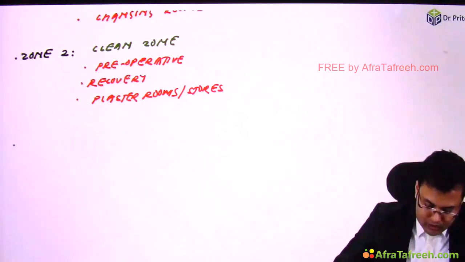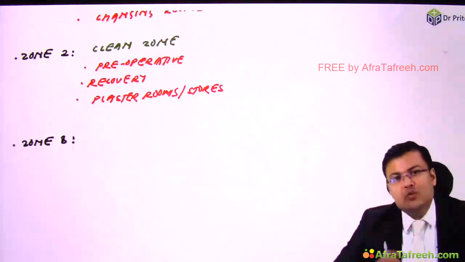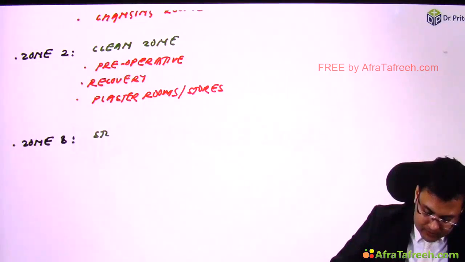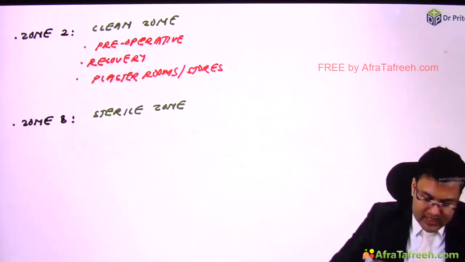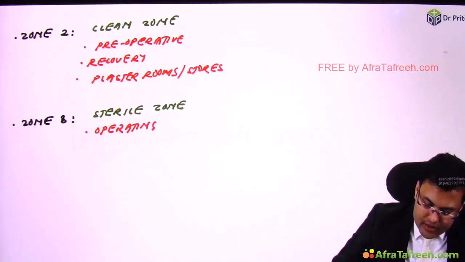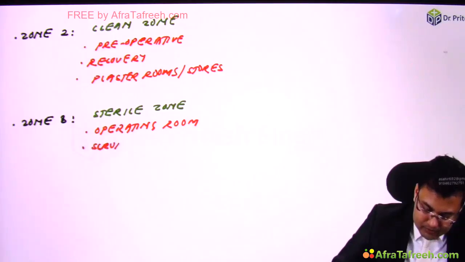After that, zone 3. This zone 3 is sterile zone. This is the actual zone where surgery is being performed. So this is sterile zone. And most probably, this will be the question which will be asked in exam. So in this sterile zone, what is included? Obviously, operating room. So here we are going to include the operating room and scrub room.